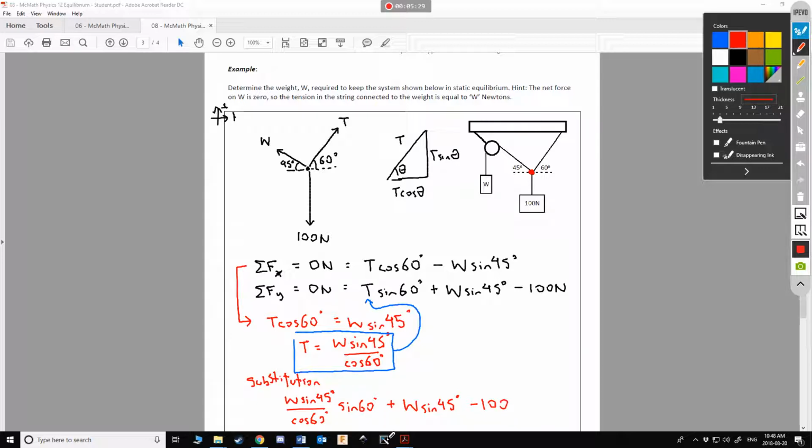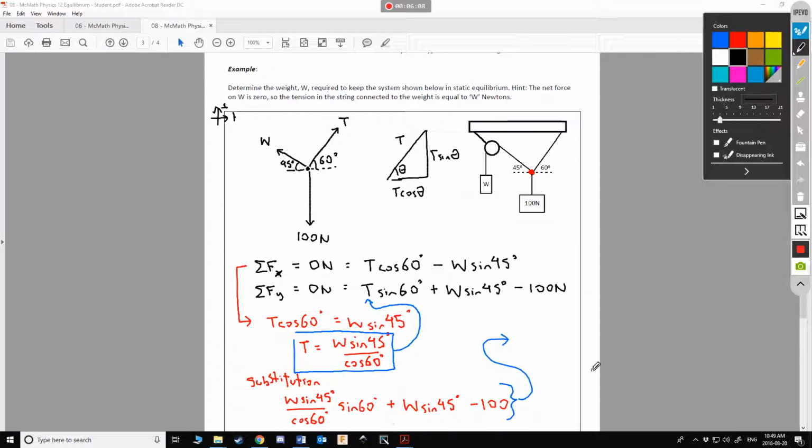Now this looks complicated, but all it is, sine 45 over cos 60 times sine 60, that's just a number. And W sine 45, sine 45 is just a number. So what this comes out to be, you go, what is sine 45? And if you want to simplify some, you may recognize this trigonometric identity: sine 60 over cos 60 is tan 60. Sine 45 times sine 60 divided by cosine 60.